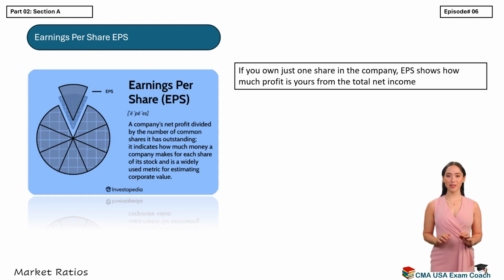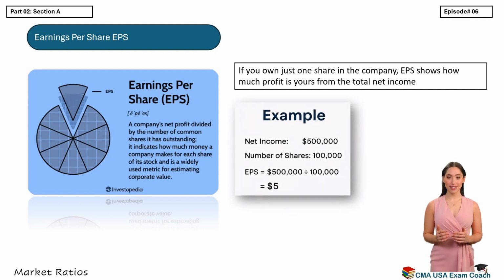This helps investors understand how profitable the company is on a per-share basis and whether it's generating good returns for its shareholders. Let's understand EPS with a simple example. Imagine a company has a net income of $500,000 for the year. This is the profit the company made after all expenses, taxes, and interest. Now, let's say the company has 100,000 outstanding shares. These are the shares currently held by shareholders.